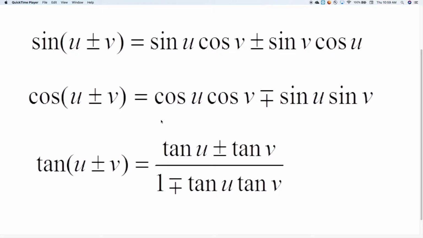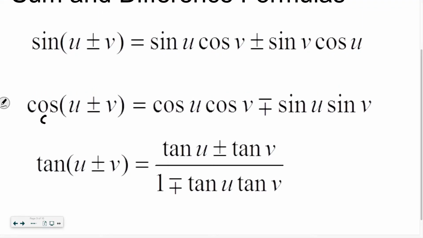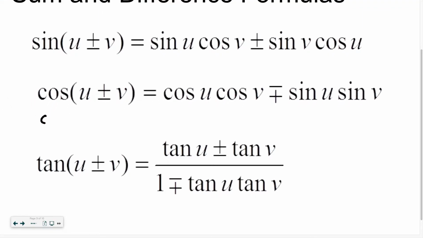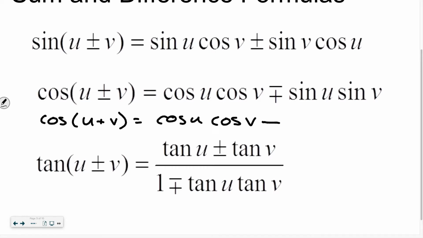When you're doing cosine, notice how this changes. It says the cosine of u plus or minus v, and then on the other side in the actual work, instead of plus or minus, it says minus plus. So I'll write one example down here for cosine. If I was doing the cosine of u plus v, then I would do the cosine of u times the cosine of v minus the sine of u times the sine of v.